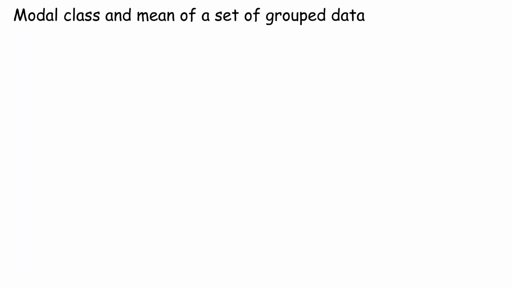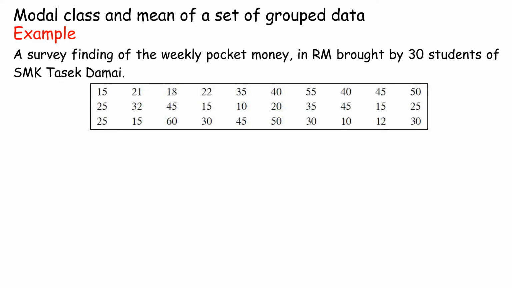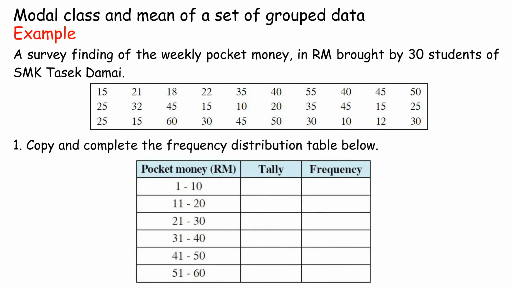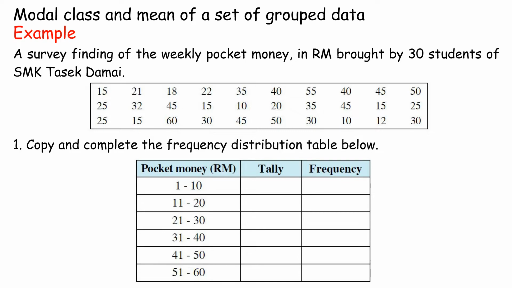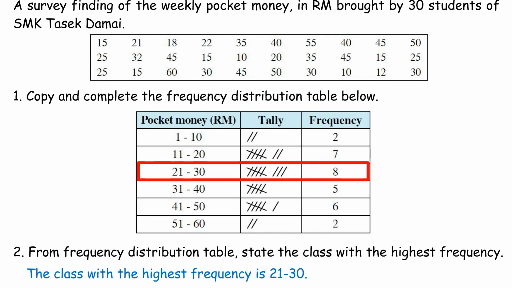Modal class and mean of a set of group data. Example: a survey finding of the weekly pocket money in RM brought by 30 students of SMK Tasekdamai. 1. Complete the frequency distribution table below. 2. From the frequency distribution table, state the class with the highest frequency. Solution 1. 2. The class with the highest frequency is 21 to 30.